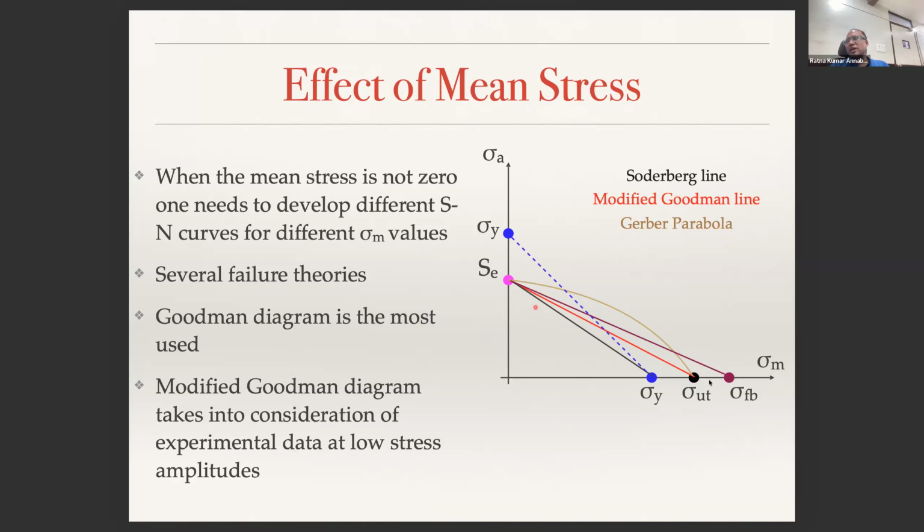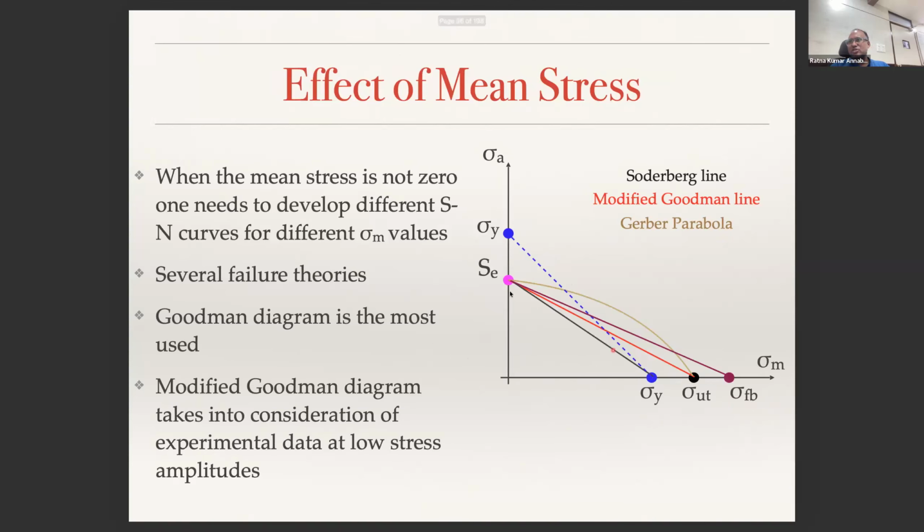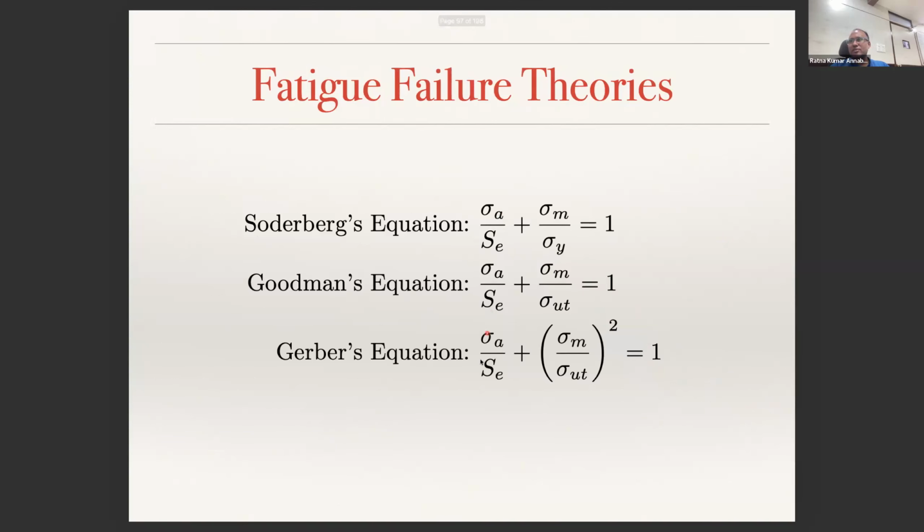People also take into account sigma FB, which basically takes care of the Bridgman correction, which we are not going to worry about. Don't worry about this line at this point of time. Let us focus only on the modified Goodman line and Gerber's parabola. So this is the Soderberg equation, because it's a straight line connecting these two. Instead of sigma m's denominator being sigma ut, it will be sigma y. Everything else remains the same. So these are the failure theories when you have a material subjected to a non-zero mean stress. Are there any questions here?